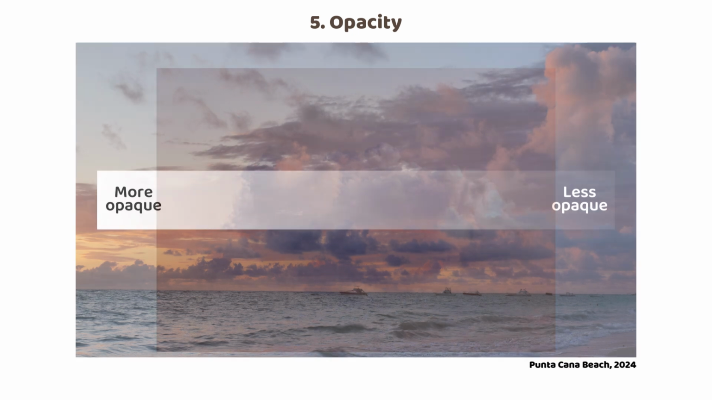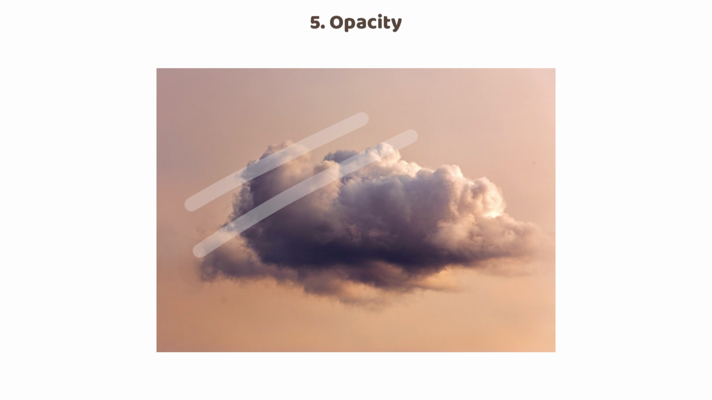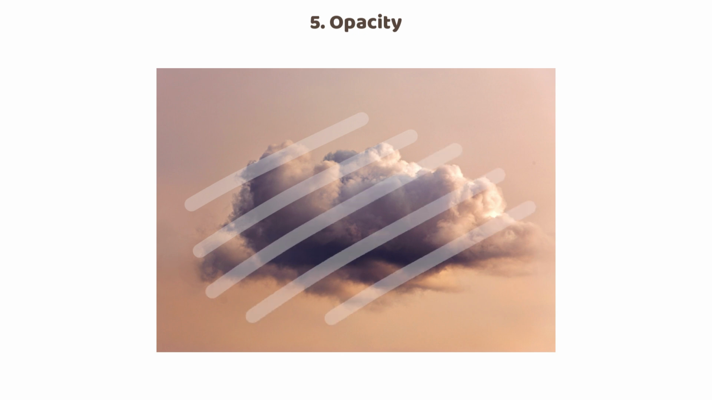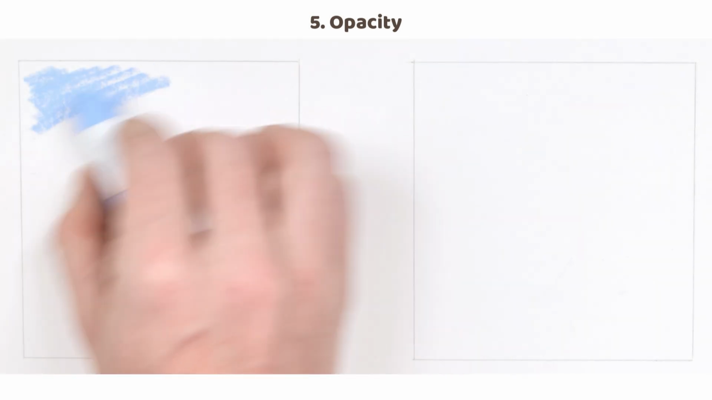For example, if my marks are less opaque, say around the 50% mark, technically you should still be able to see half of what's underneath that mark. So let's take soft pastels for example.